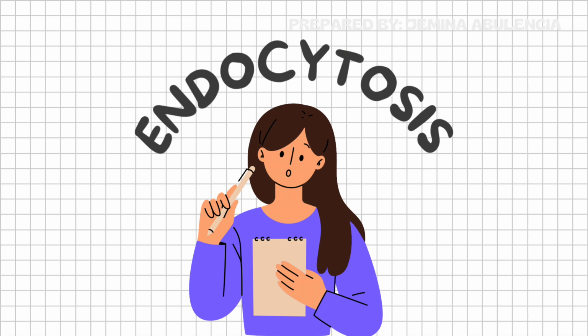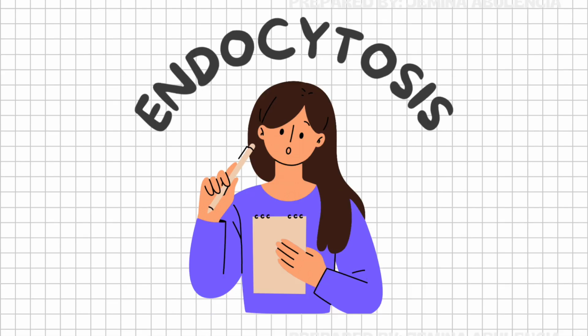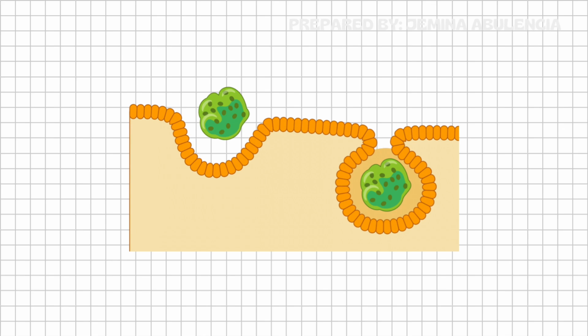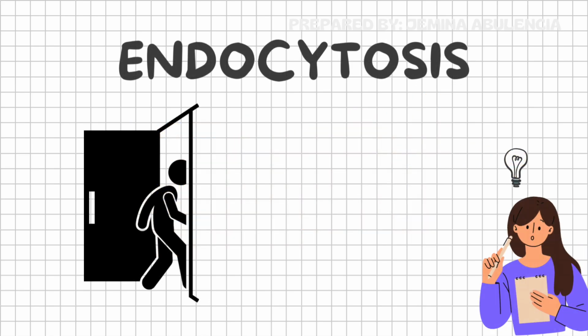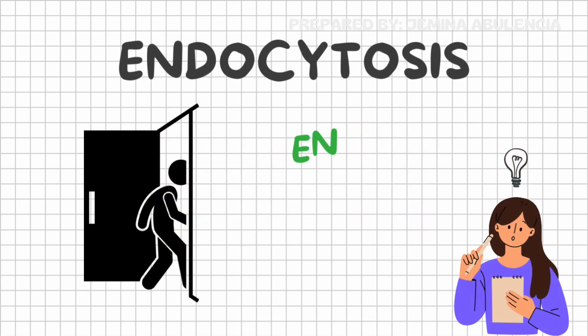It is the process by which cells take in materials from their surroundings. In endocytosis, the molecules are engulfed by wrapping the membrane around it, forming a small pouch called a vesicle. This vesicle moves inside the cell, containing the molecules inside. I like to remember endocytosis as enter.